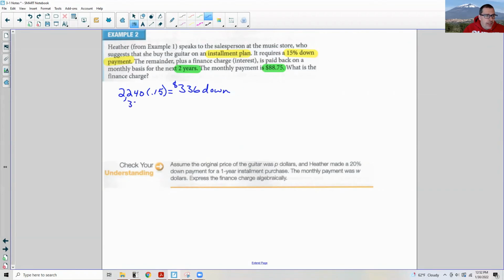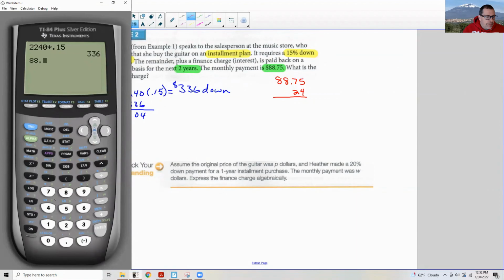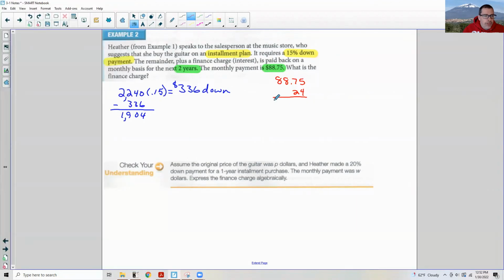So if I subtract that $336 from the cost of the guitar, I'm going to get $1,904 remaining. So I need to finance that. And the monthly payment's $88.75 for 2 years. So I'm going to find out how much money that is. It's 24 months. So it's $88.75 times 24. And that will be a total of $2,130.